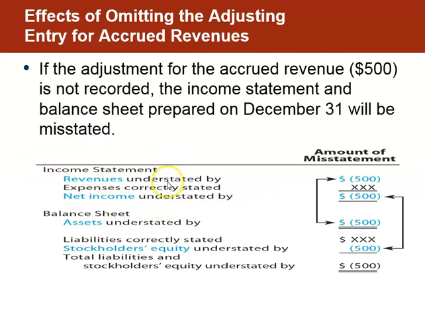This is all on the income statement. On the balance sheet, assets are going to be understated by $500. Why? Because we never set up the account receivable. That's not there. I mean, we may have account receivables on the books, but there's going to be $500 missing. Liabilities are correctly stated. We didn't introduce anything with regard to liabilities in this, but also notice stockholders' equity is going to be understated by $500.